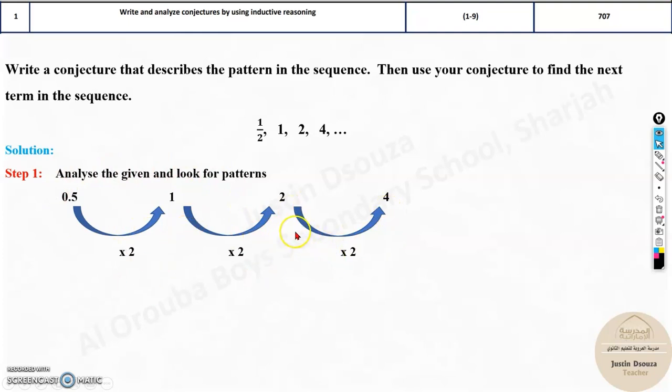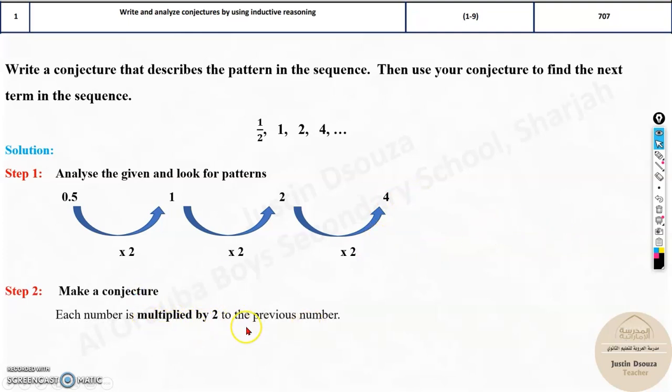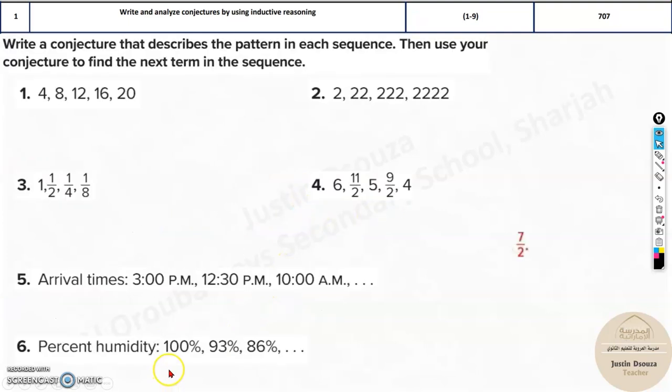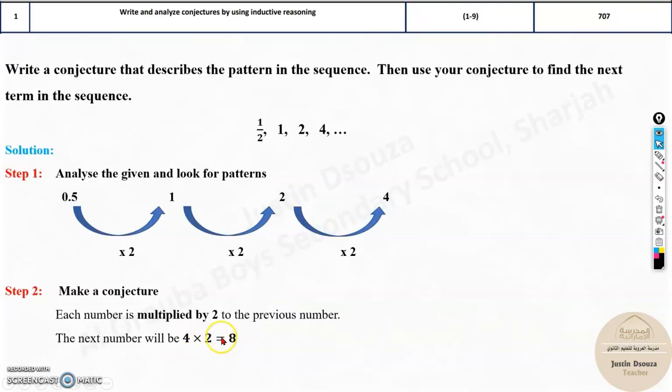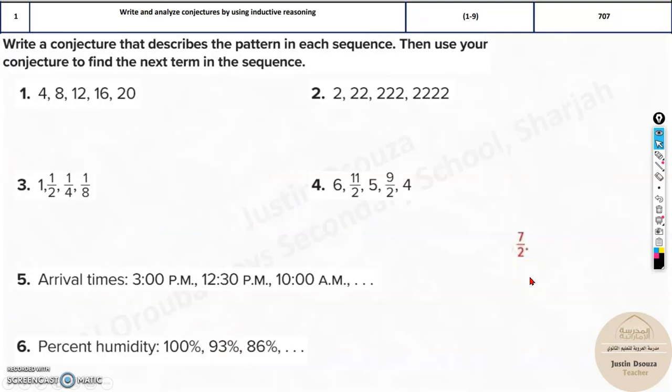It should be good for all the terms. It should be the same pattern for all the terms. And now you know the next one will again be multiplying by 2. So all you need to do is multiply 4 by 2, and you will get 8. The 8 is the correct answer. This is it. So now these problems are for you to find out. Take your time, try solving each of them, and then compare the answers.